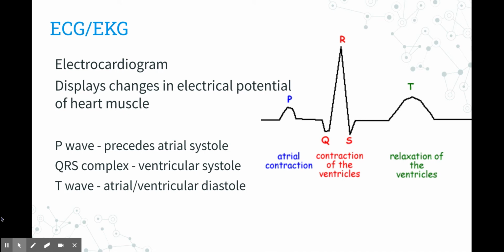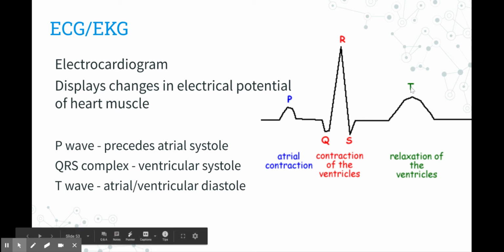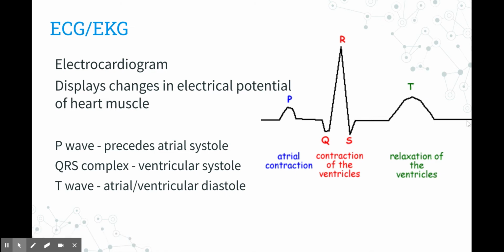And so that squiggly line is actually called an ECG or an EKG, which stands for electrocardiogram. And it just displays the changes in electrical potential of the heart muscle. They've labeled it PQRST, and those just show the different bumps on the EKG.